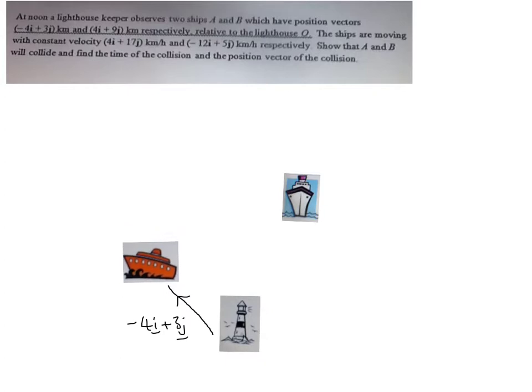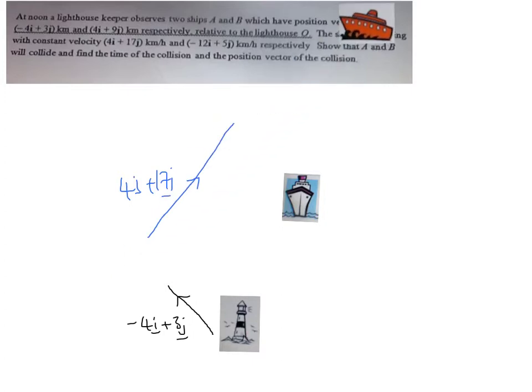And he's there. And his velocity is 4i plus 17j. So he's going quite steeply in that direction. This is his velocity vector. So every hour, that's what he's going to do. 4i plus 17j. So in the first hour he'll be here, second hour he'll be here, third hour he's gone off the page.